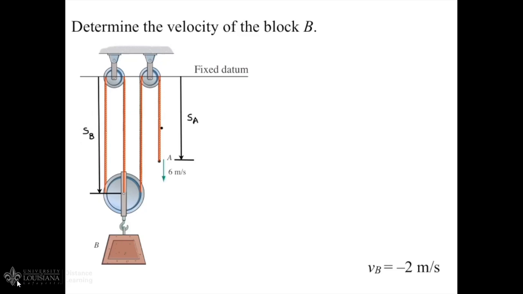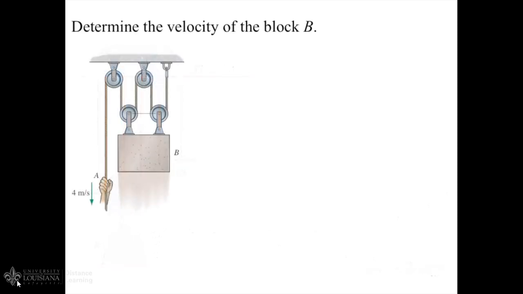If we take the time derivative, we have a relationship between the velocities. Here, the velocity of A is 6 meters per second positive, and when you calculate V sub B, you find it will come out to be minus 2 meters per second. That means, of course, that B is moving upward at that rate. All right, now try to solve this one. See if you can find the velocity of the block at B when A is moving downward at 4 meters per second.